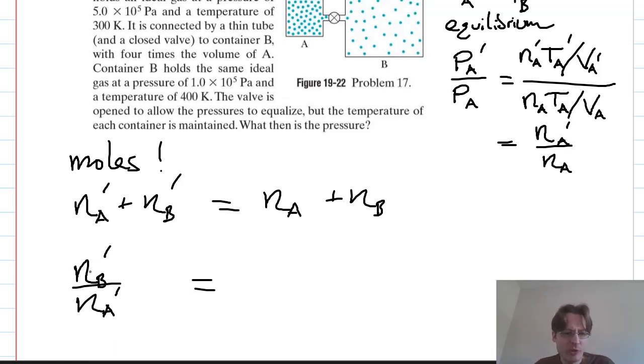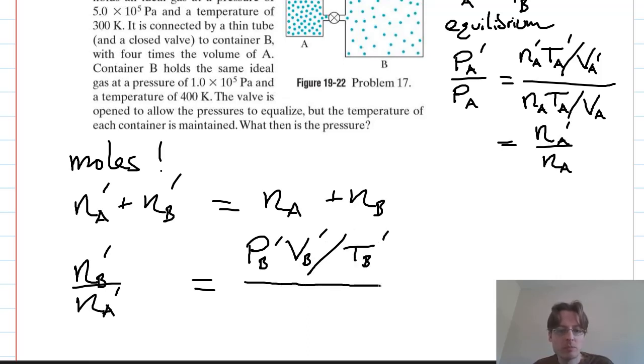So I'll plug in the gas law to do it. N is equal to PB prime VB prime divided by TB prime. And then same thing for NA prime, that'll be PA prime VA prime divided by TA prime. I just plugged in the gas law in the numerator and the denominator. And again, a lot of these things are going to cancel, or maybe not cancel, but simplify.